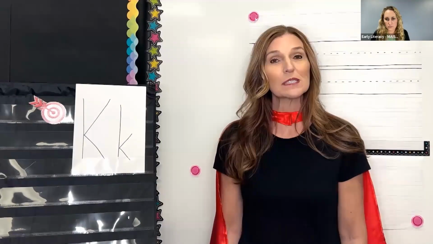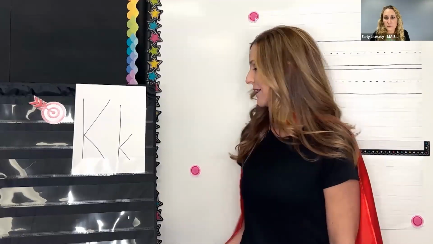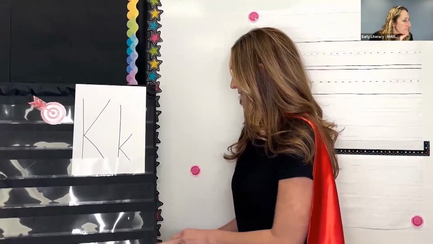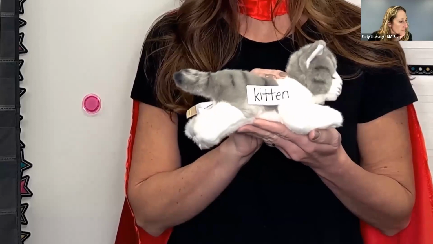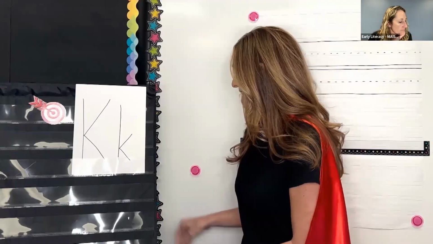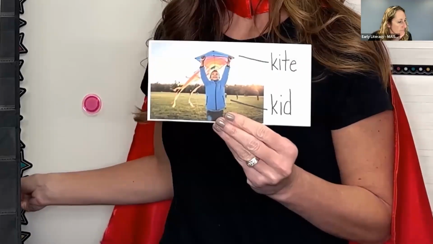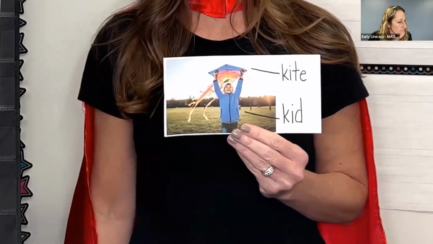The letter K represents the sound K, like in koala, like in kitten, and key, and kite, and kid.